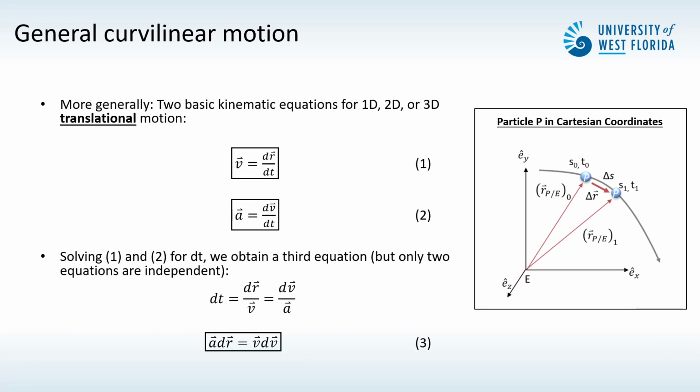In fact, these are the two main kinematic equations for one-dimensional, two-dimensional, and three-dimensional translational motion. If we solve equations 1 and 2 for dt, we obtain a third equation, but please note that only two equations are independent. That is, you can't solve for three unknowns using these three equations. You can only solve for two unknowns.